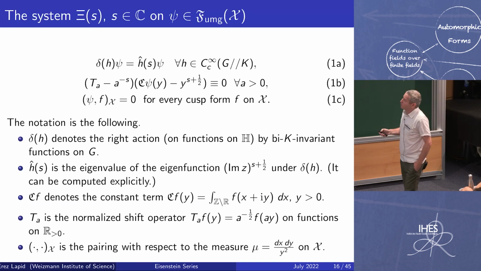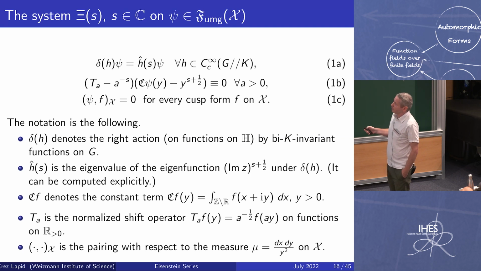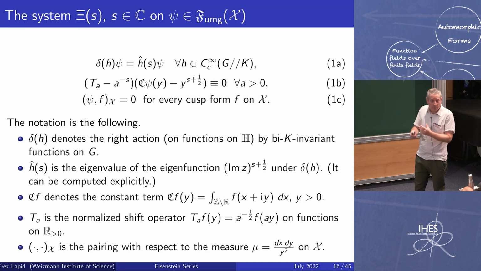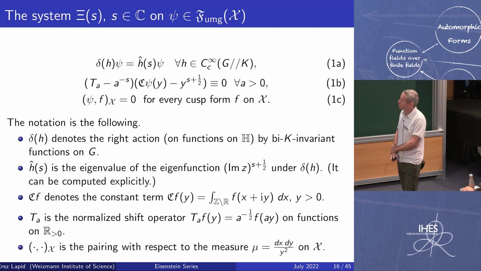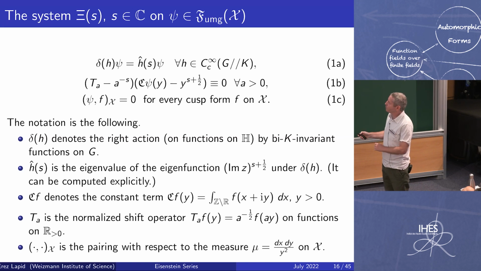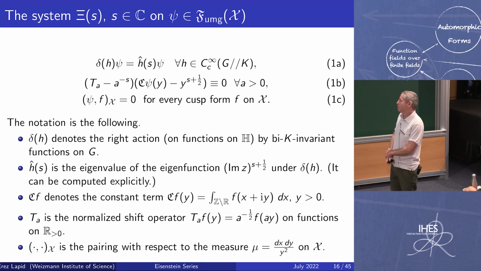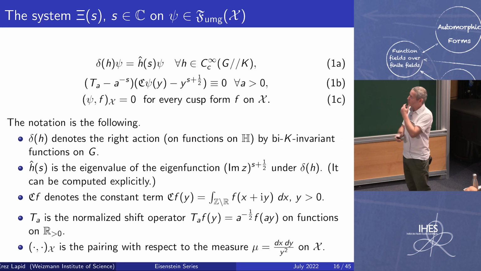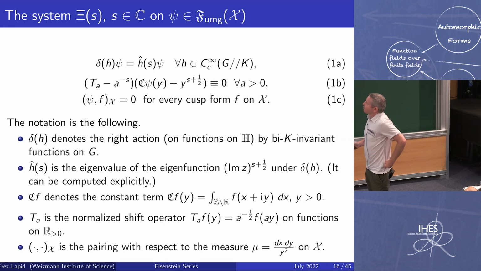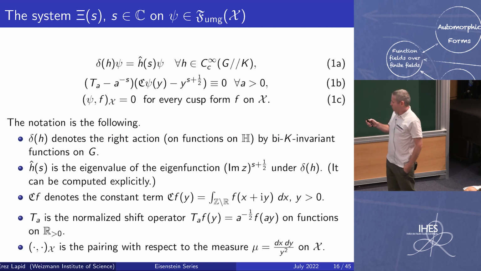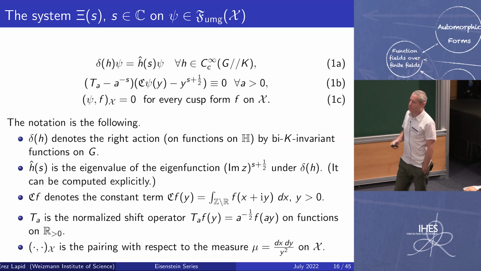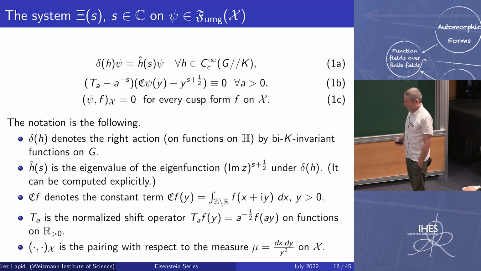And the last equation says that psi is orthogonal to all cusp forms. That just comes from the adjointness. Of course, this is the pairing. So these are the equations. One has to digest them a little bit: the convolution equation, the equation about the constant term, and orthogonality to the cuspidal spectrum.